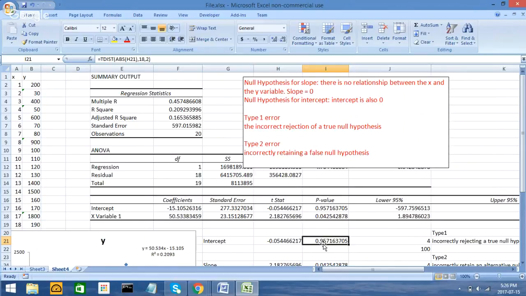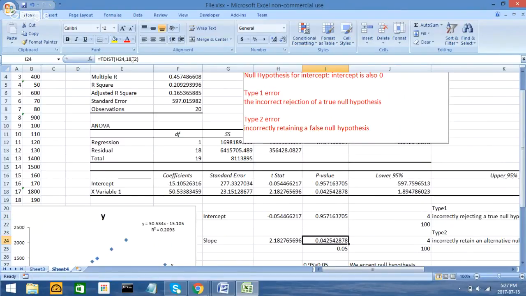Alternatively, the p-value associated with the slope is smaller than the set threshold. So there is a statistically significant relationship between the x and the y, which you can see here. Our p-value associated with the slope is 0.042, which is smaller than 0.05. So we can reject the null hypothesis and say that there is a statistically significant relationship between the x and the y variable.